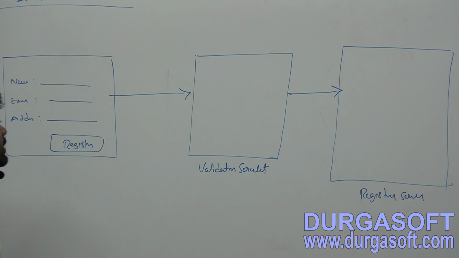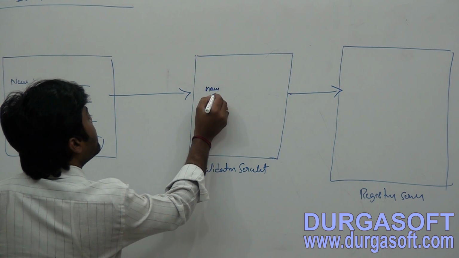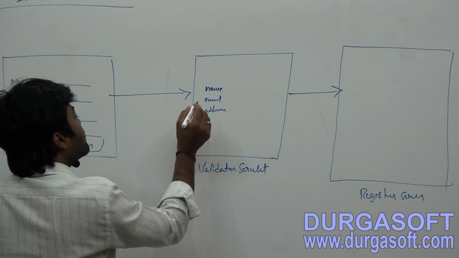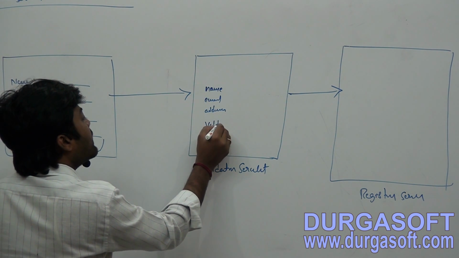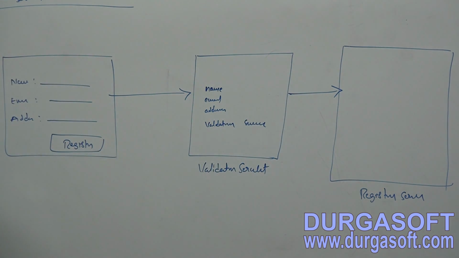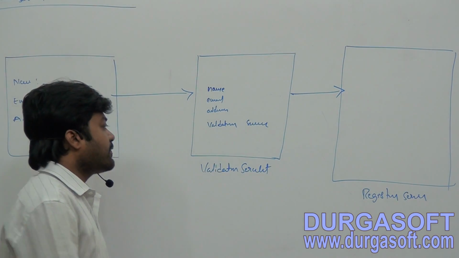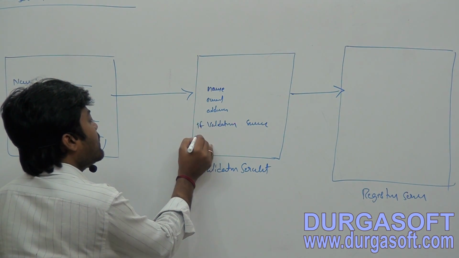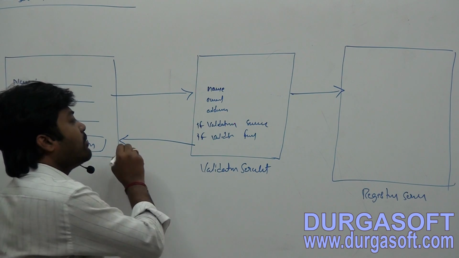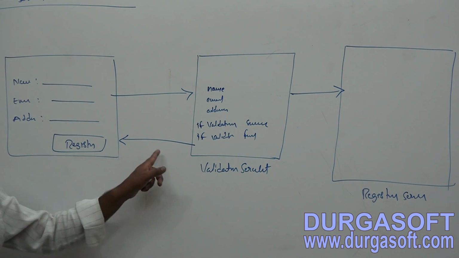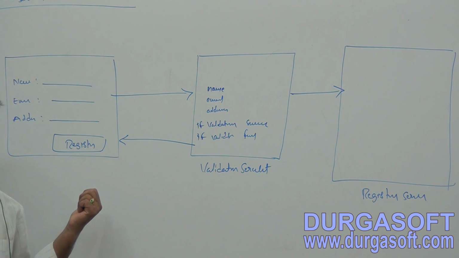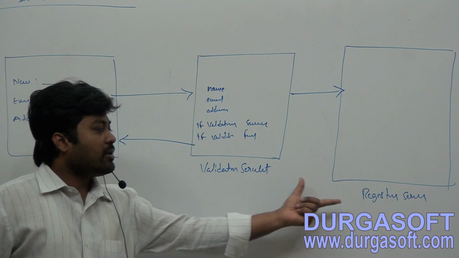Once you get this data here, name, email, address, after getting these 3 fields, I want to apply validations. If validation succeeds, I want to forward the same request to the register servlet. If validation fails, I want to send some error messages from here. That is my requirement. If validation succeeds, I want to forward the request to the next servlet. If validation fails, I want to report some error messages. In this case, how can validation servlet talk with register servlet?